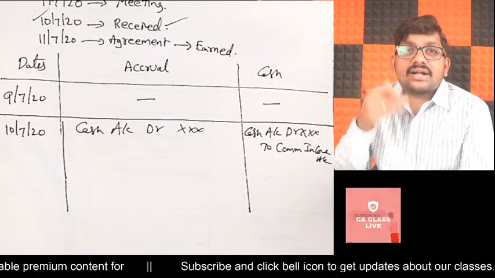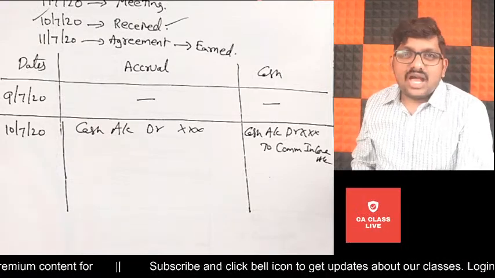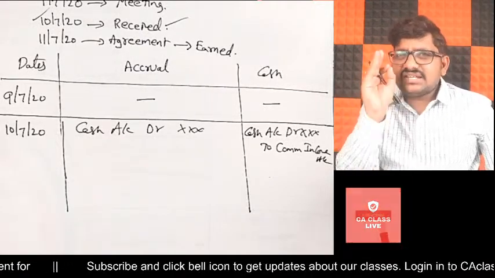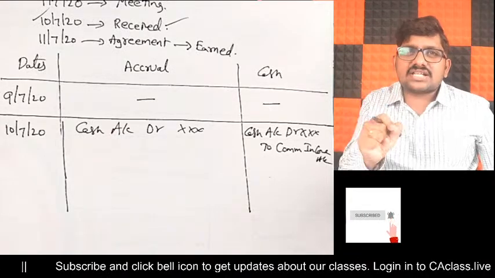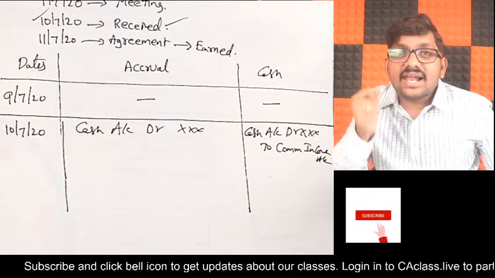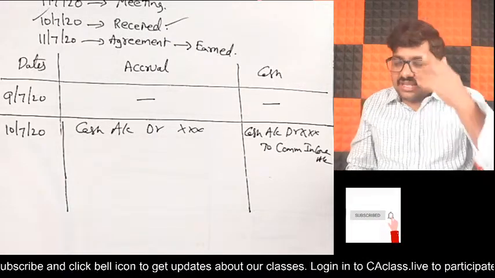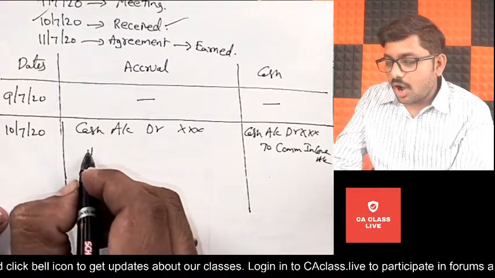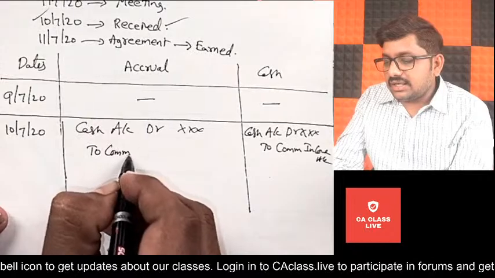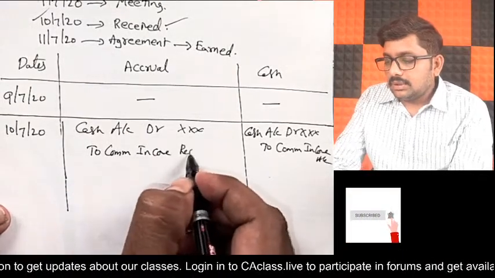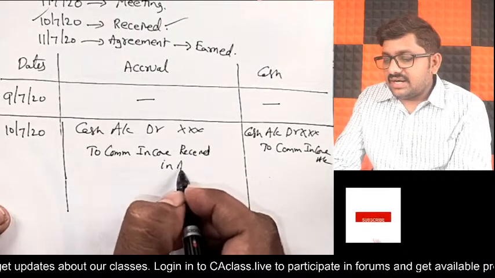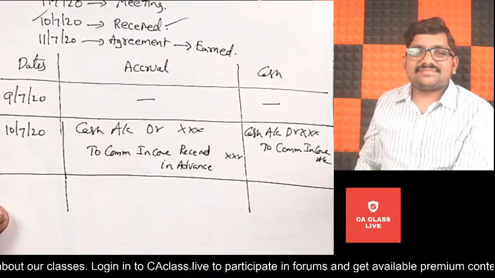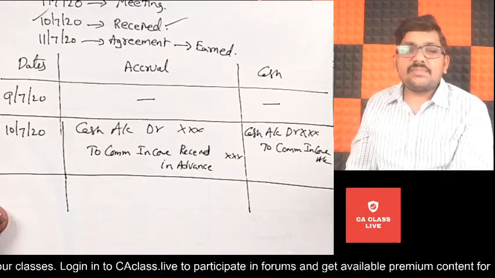In that case, you are taking something which is not your money. Obviously, there are chances that you have to refund it. If there is a single chance, even a 0.01% chance to refund, you call it a liability. It means here you are not receiving income, instead you are receiving a liability, friends, and you call that liability commission income received in advance. That is the journal entry that I'll be doing. Commission income received in advance.